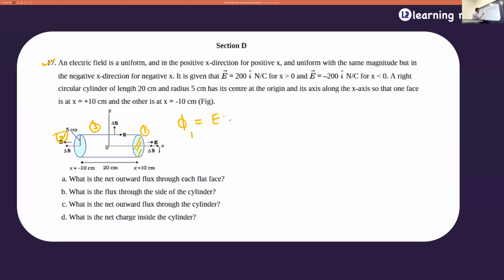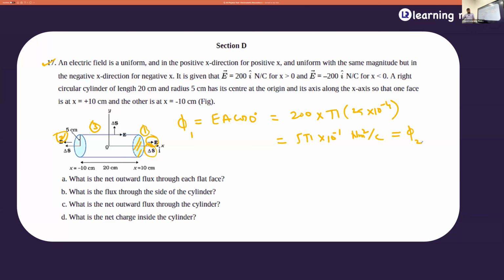It will be EA cos theta. See, electric field is to the right, area vector is also to the right. So what is E? 200. And what is A? Pi r square basically. So pi into 5 centimeter squared, which is pi into 25 into 10 power minus 4. 25 into 200 is 5000. 5000 into 10 power minus 4 is 5 into 10 power minus 1. So you will get the answer as 5 pi into 10 power minus 1 newton meter square per coulomb. And the same is going to be the case for the flux through the second surface also.